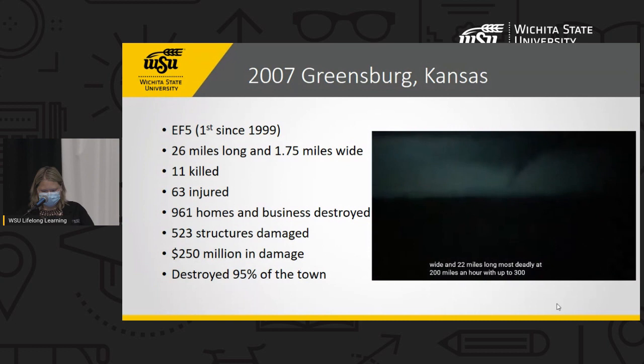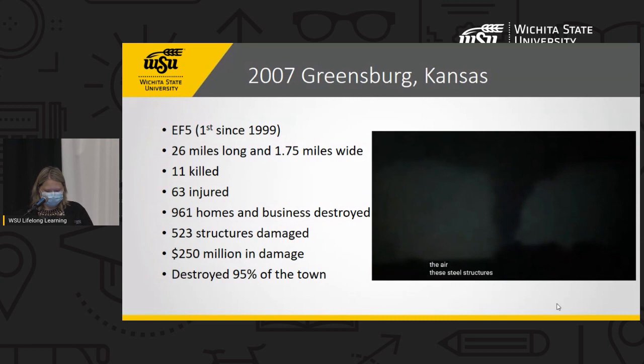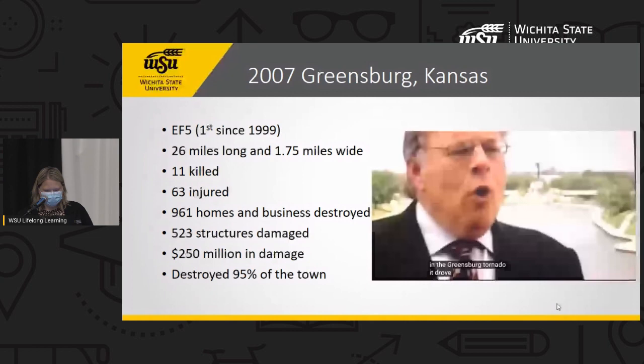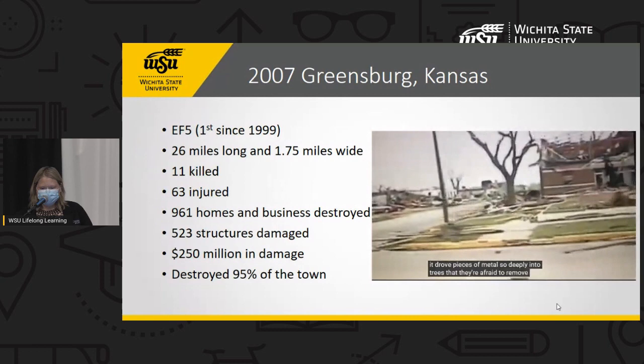Houses are lifted off their foundations. Cars fly through the air, and steel structures are ripped apart. In the Greensburg tornado, it drove pieces of metal so deeply into trees that they're afraid to remove the metal for fear of killing the tree.